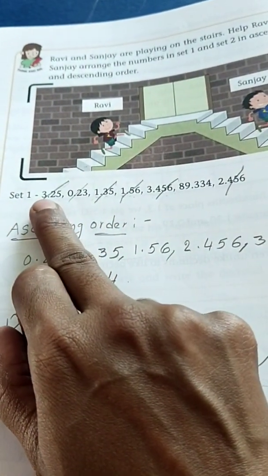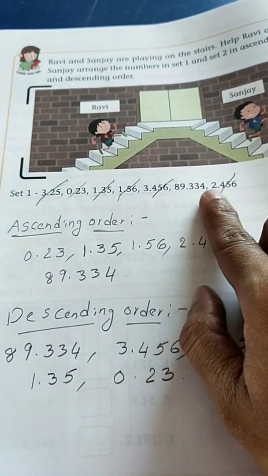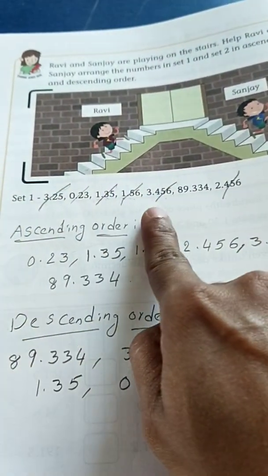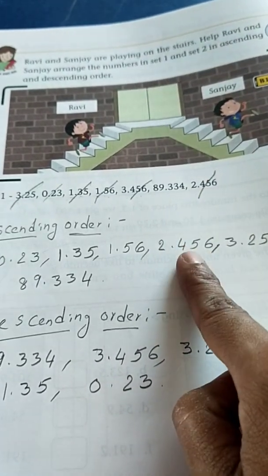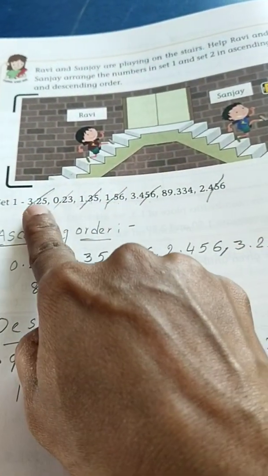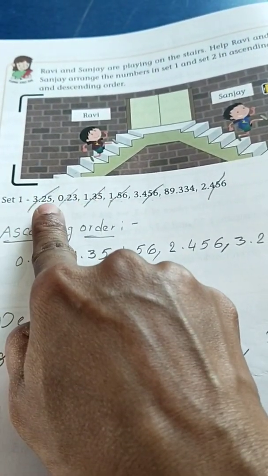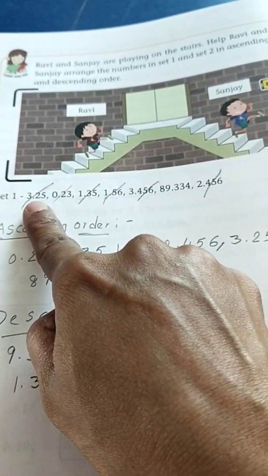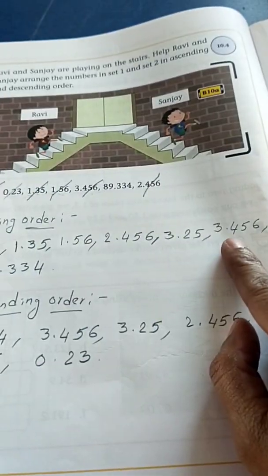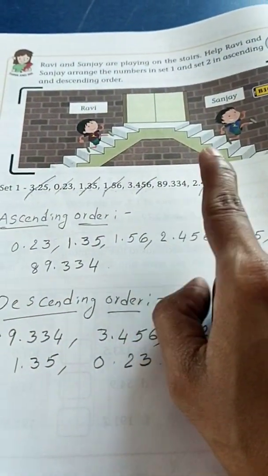Next, see here, whole number part 3. Here also whole number part 3. Sorry, here 2 is there. So 3, 3, 2. So which one is the least number? Yes, 2.456, right. Next, this 3, see. Here 3, here also 3. Now move to the tens place. Here 2, here 4. Which one is the least number? 3.25. Next 3.456 and the remaining number is 89.334.